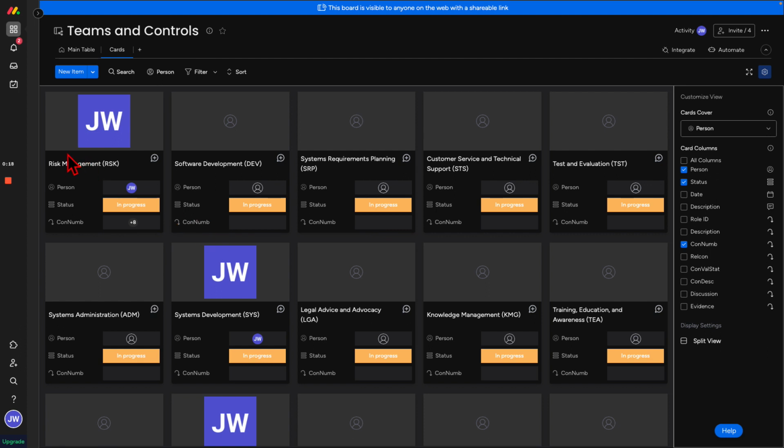So what we see here is a risk management team, who's on the team, the status of what they're doing, and the primary controls that they're responsible for. Additionally, we also have the related controls.